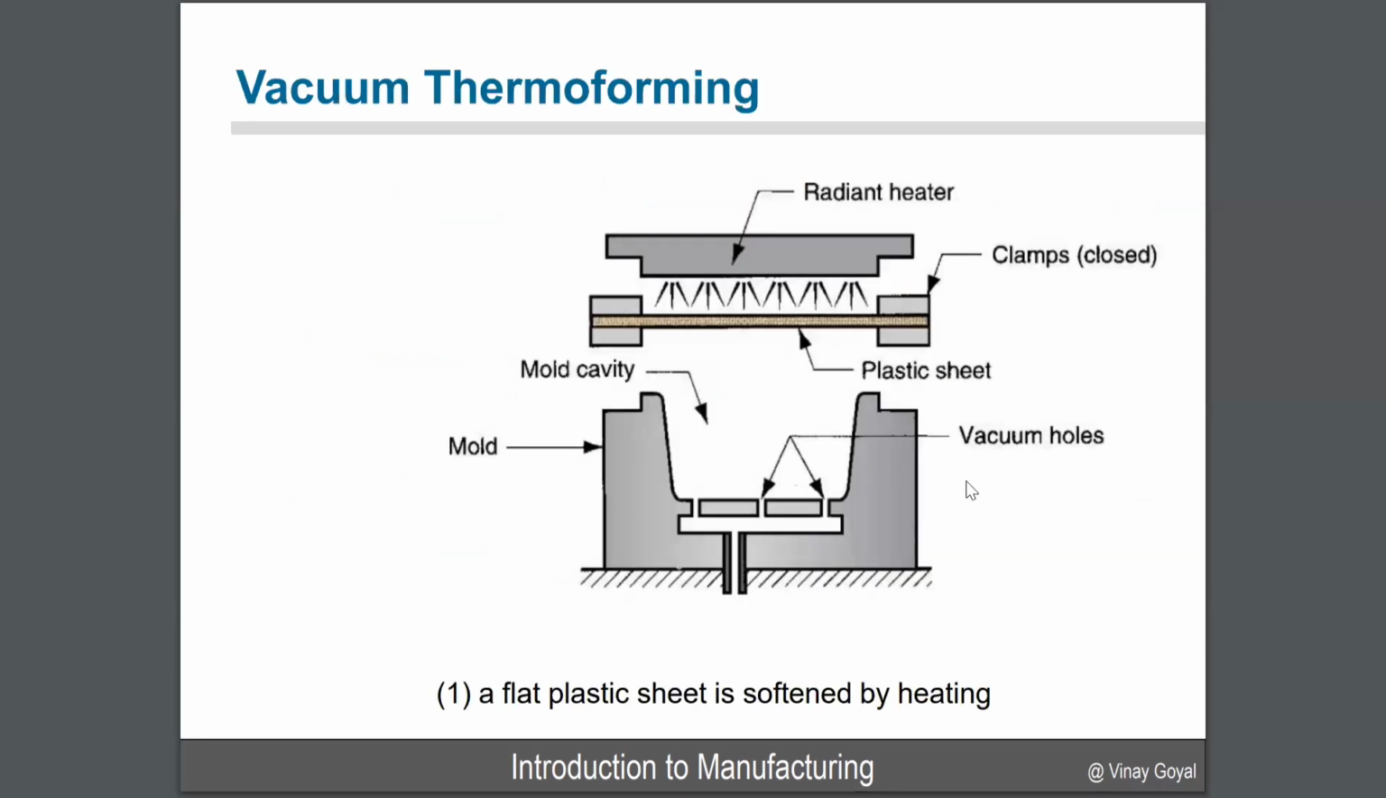So here is an example of vacuum thermoforming. I'll show the steps again, but here you have your vacuum holes. Here's your plastic sheet that you want to form. Here's your mold cavity. Again, you need vacuum to remove any bubbles. This is your radiant heater that's providing the heat. And here you have clamps that are holding the material together.